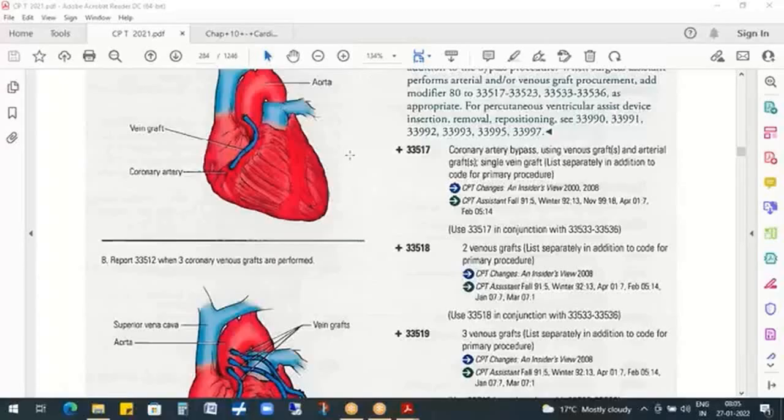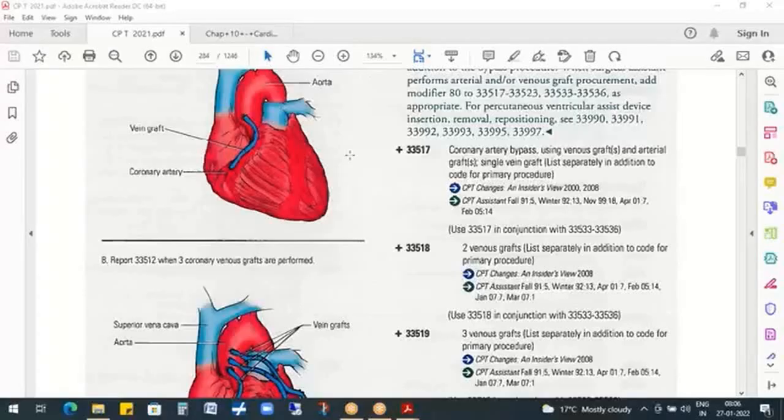Okay. For arteries, what is the code series you are using, Sunil? From code for arteries, 33533. The 33533 series. Okay. How many arteries were used for the procedure? 2. What is the code for 2? 33534.